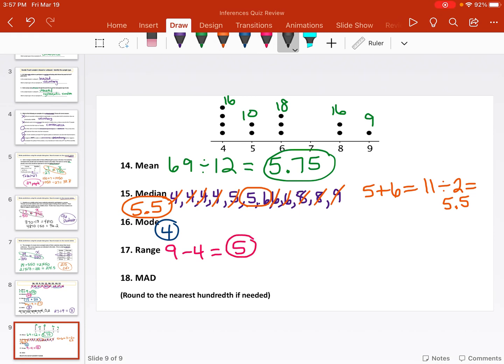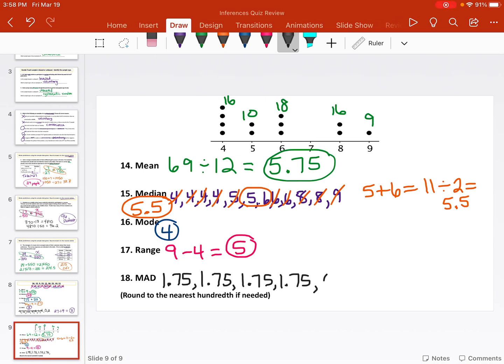And finally, our MAD. Remember, we had to find the mean first. We did that, 5.75. Now we are going to find the distance from each dot, how far away it is from that mean. It is a decimal. It's okay. You have a calculator. So you're going to do 5.75 minus the 4. So we get 1.75, 1.75, 1.75, 1.75.